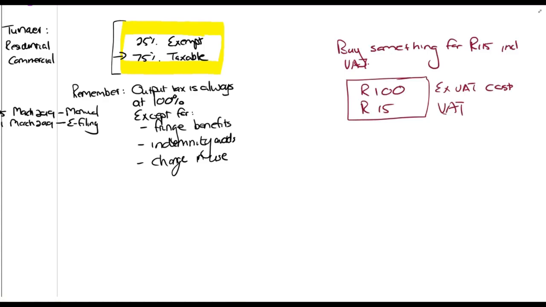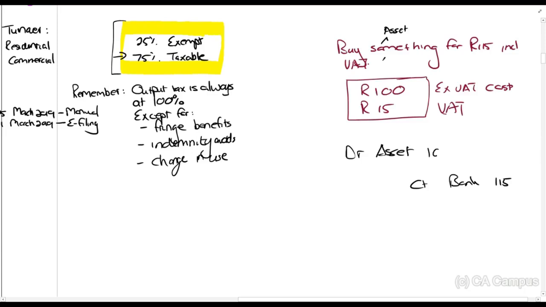Now, let's say I bought whatever that is, an asset. If I do my accounting records, what do I say? Debit asset, credit bank. Bank is 115 rands, the total cost. Asset is how much? The value excluding VAT, and debit, it's input tax, so it's a debit, so it owes us 15. So, the cash journal is the amount including VAT, remember?